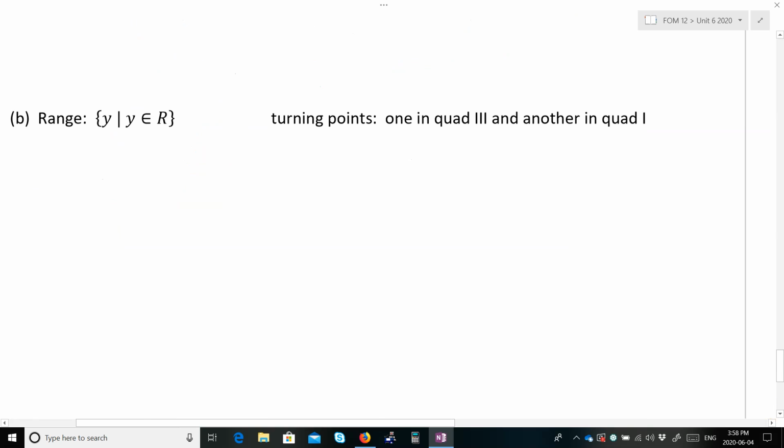All right, letter B, the range is all real. Turning points, one in quad 3 and another in quad 1. Well, with our linear functions, there were no turning points. X to the 2 has only one turning point, right? Right here or right here. So it must be some sort of x to the 3 graph with a turning point here and a turning point here.